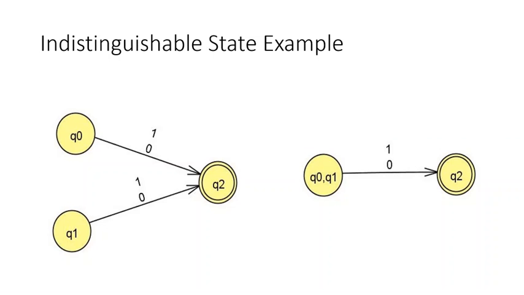For this example, we can see that for the states Q0 and Q1, taking any of the strings 1 or 0, we reach the final state Q2. So in this case, according to the definition, we can say that Q0 and Q1 are indistinguishable states. So we can merge these two states to get a single state and get an optimal DFA.